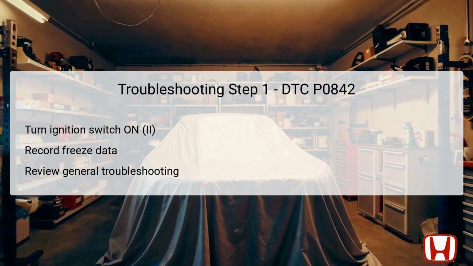The first step in troubleshooting DTC P0842 involves turning the ignition switch to the on position. This action powers the vehicle's electrical systems without engaging the engine. Once in this position, it is crucial to record all freeze data and any onboard snapshot using the Honda Diagnostic System, HDS. This data serves as a reference to understand the state of the vehicle at the moment the code was triggered.